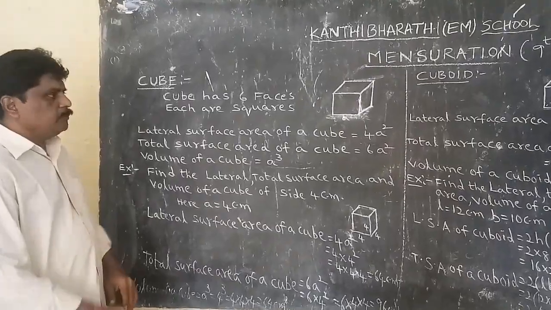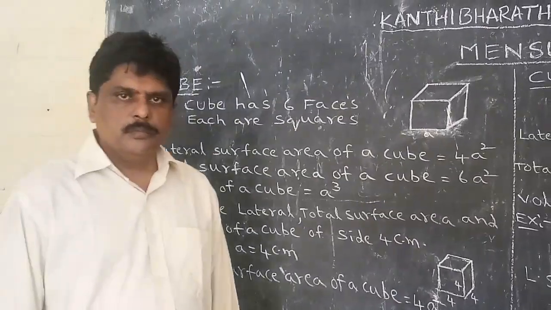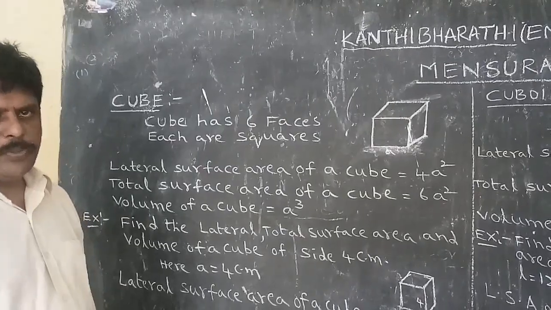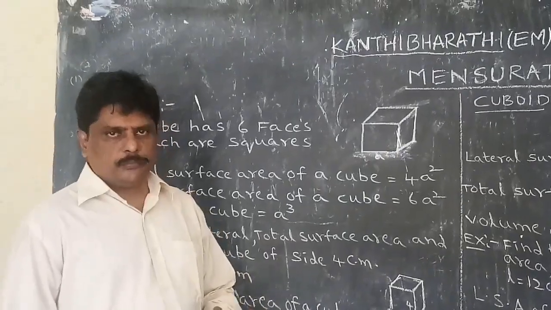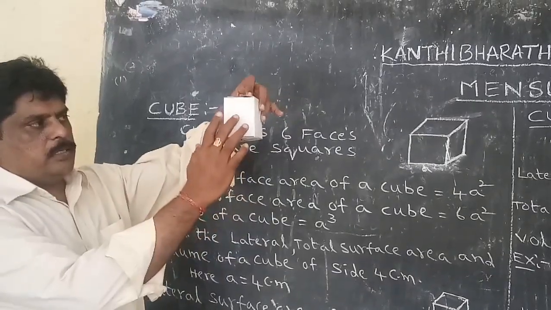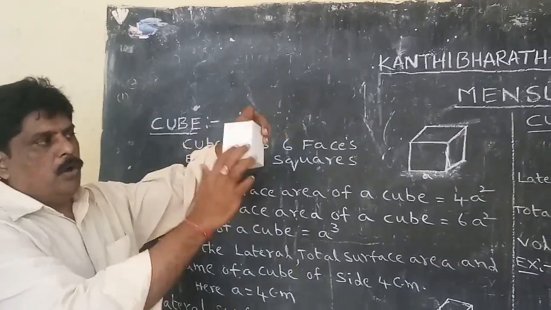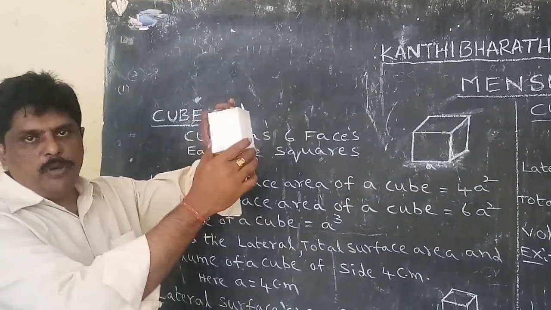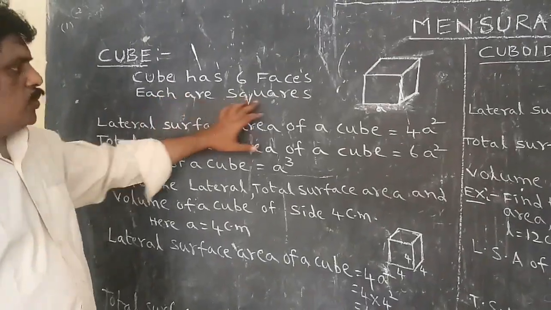Here I have assigned a three-dimensional figure, the cube. Already you know that a cube has 6 faces, each are squares. All of you know about the square, all of you know about the cube. All of you see here, this is a cube. How many faces are there here? 1, 2, 3, 4, 5 and 6. All are squares. So this chalk piece box is in the form of a cube.